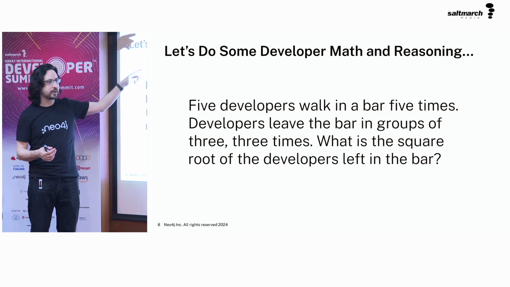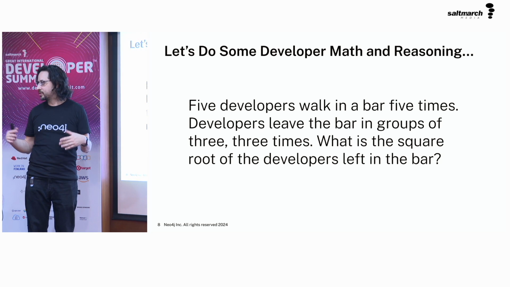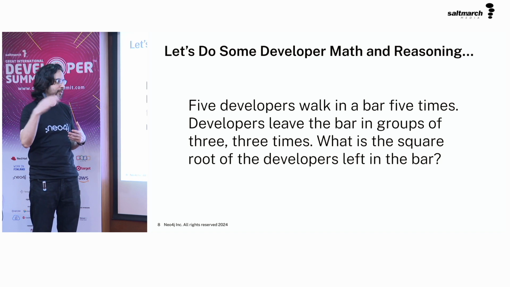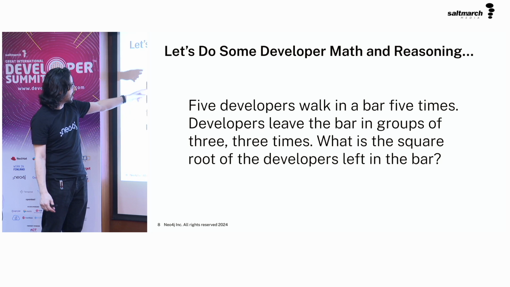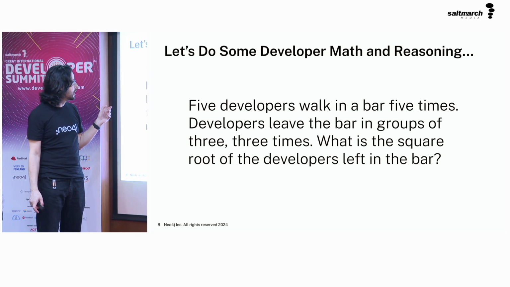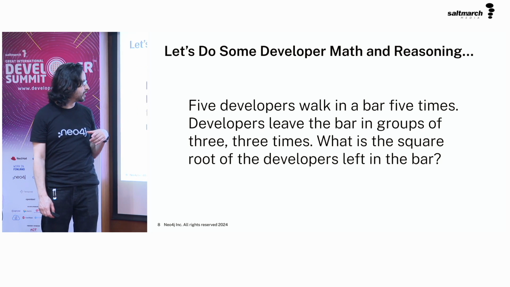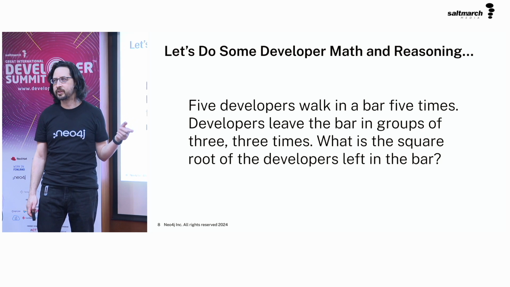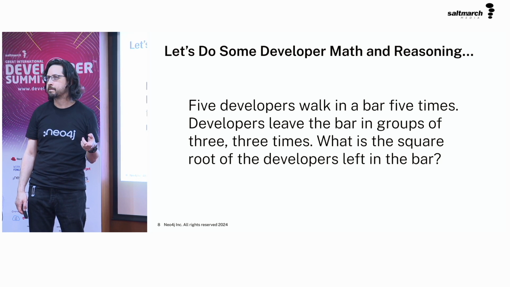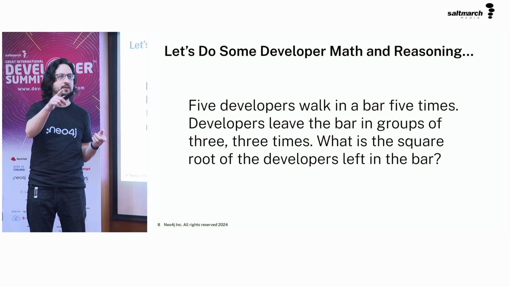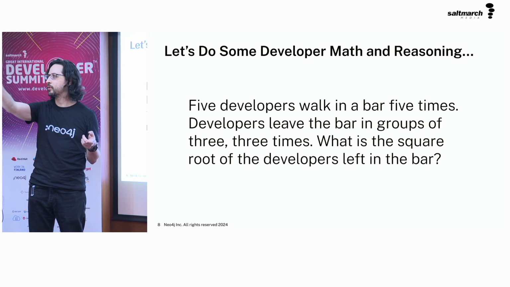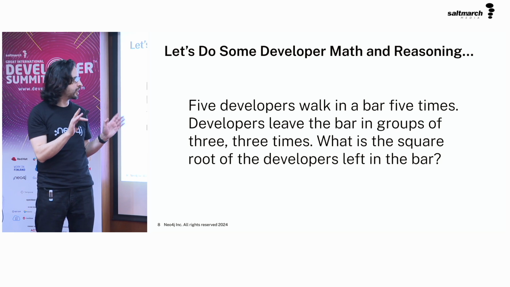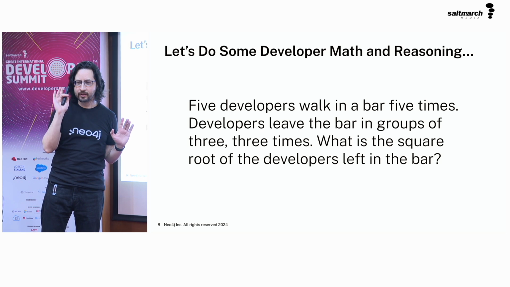And we're going to first do some math and reasoning. So it's us versus the LLMs. I'll give you guys a chance to answer, and then we'll see what ChatGPT says. All right, so if developers walk into the bar 5 times, and developers leave the bar 3 times, what's the square root of the developers left in the bar? What? 4? Any other answers? 4 or 5.